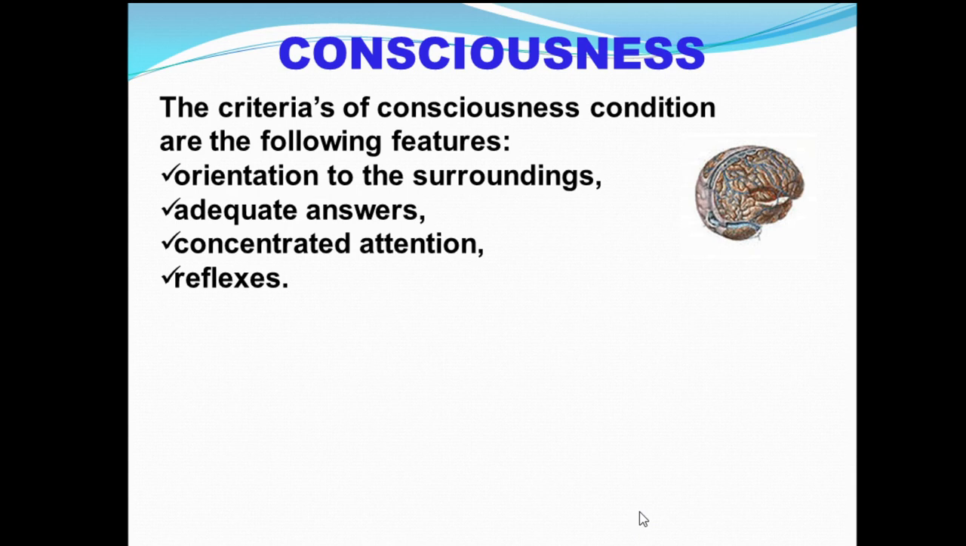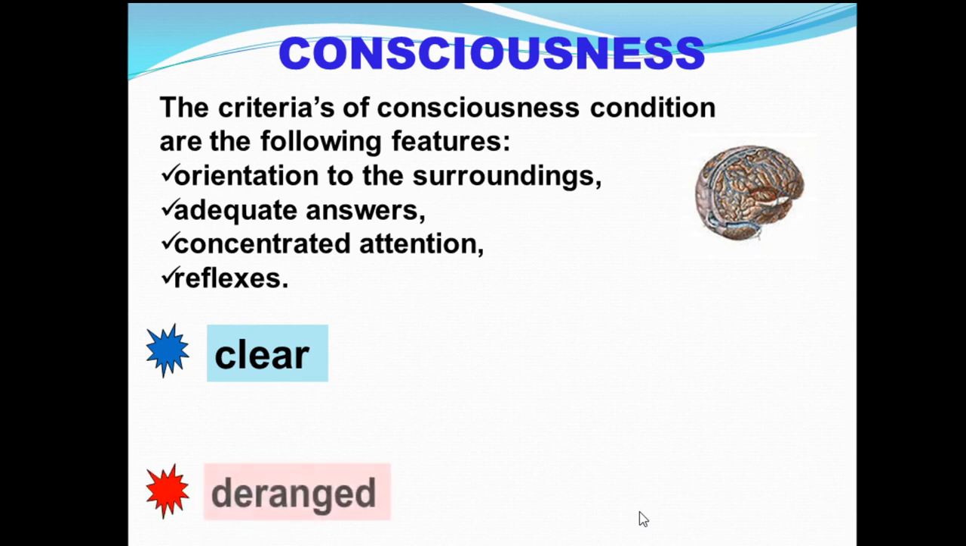We must ask the patient questions whose answers you know without him, because you must check whether the answer is correct or not correct. Your main mistake on the exam, you will ask what is your name. It's an incorrect question because the doctor doesn't know the name of the patient at primary entrance to hospital. And depending on these criteria, we distinguish two main types of consciousness, clear and deranged. We are talking about clear consciousness if the patient answers our questions quickly and correctly.